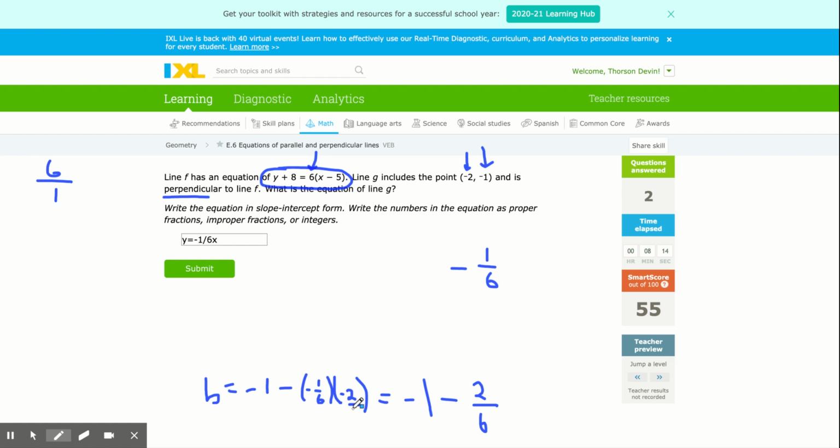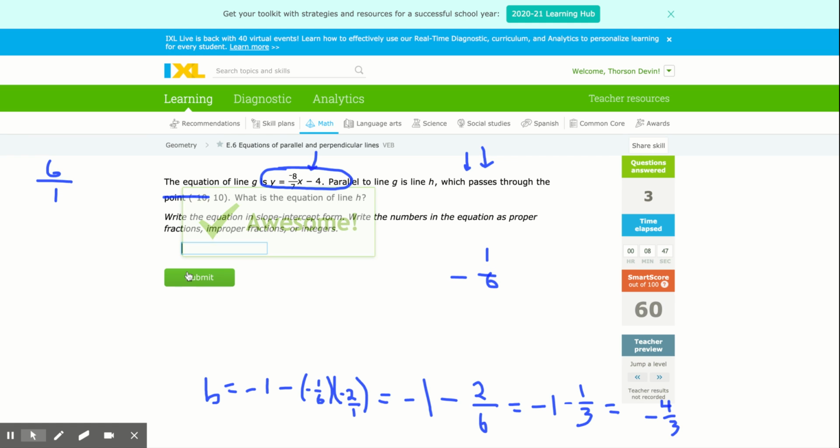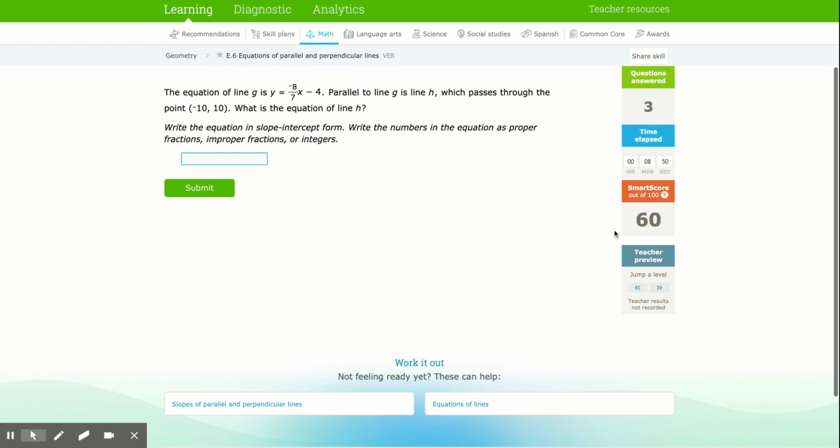6 times, think of it as a fraction. Don't mess up with your fractions. That's -1 minus 1/3. And again, it asks for improper fractions, so I'm going to write that as -4/3, because 1 is 3 over 3, minus 1 more is -4/3. So my y-intercept is -4/3. Now again, if you weren't sure that 6 was the slope, do some algebra, rearrange, get that in slope-intercept form, and you'll find out that that is what the slope was.